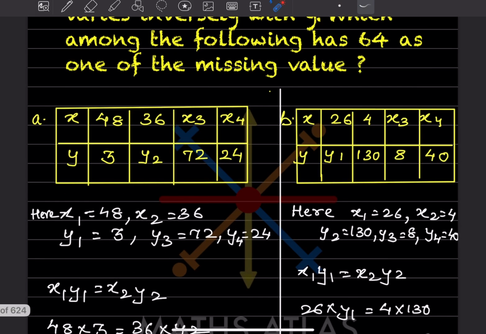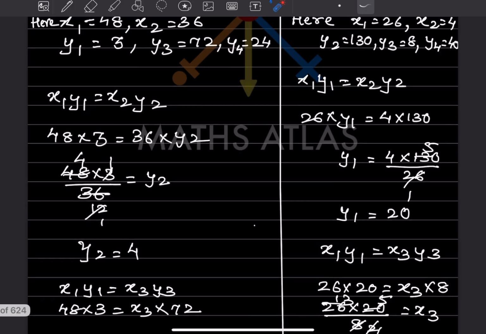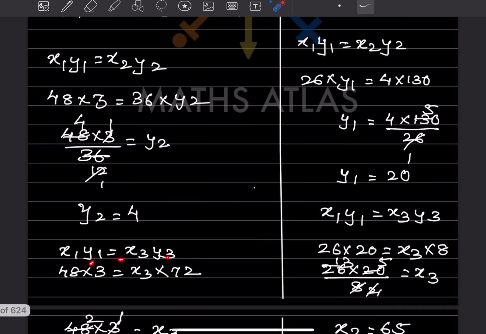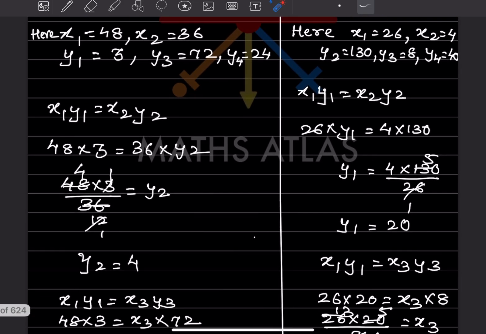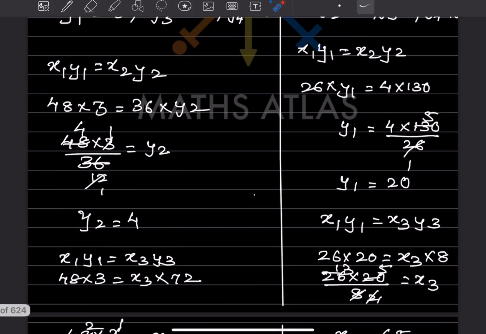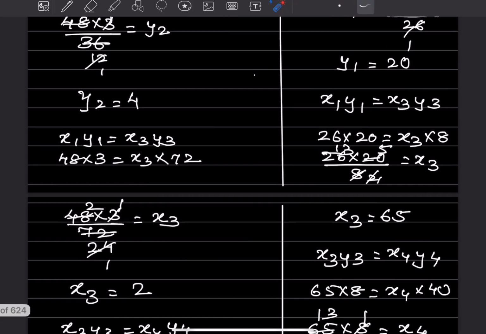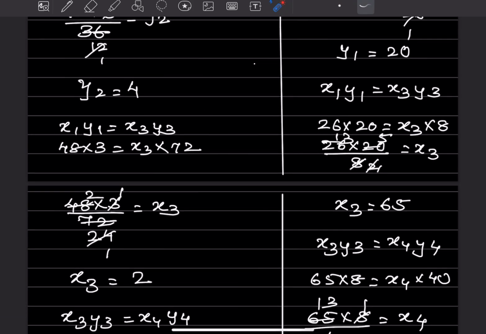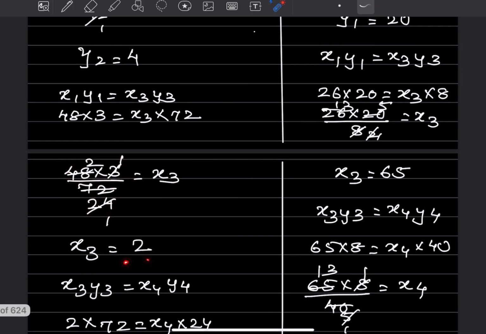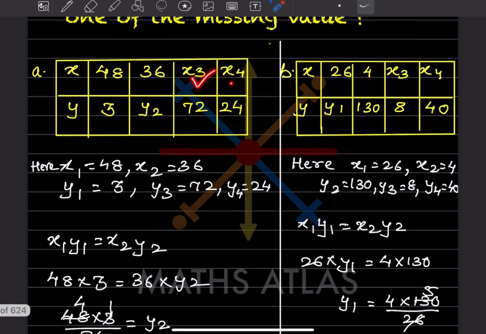Now we got y2, but we don't know x3. So let us go again for the same thing: x1 y1 is x3 y3. Why did we take x1 y1 again here? Because we know these two values, it's given. So 48 into 3, we don't know x3, but here we know y3, that is 72. This changes sides and goes in the denominator, that is x3. After simplifying this, we get x3 as 2. Now this is done. Now we'll go for x4.